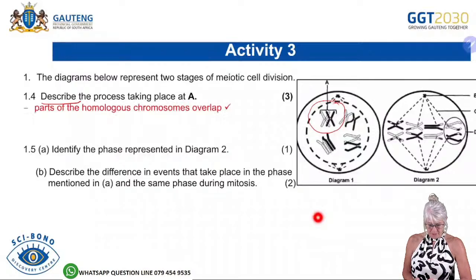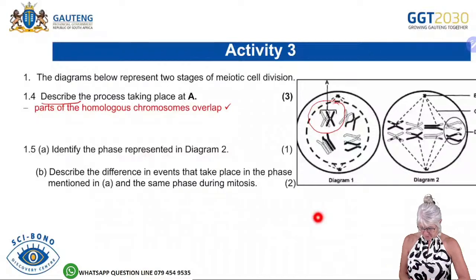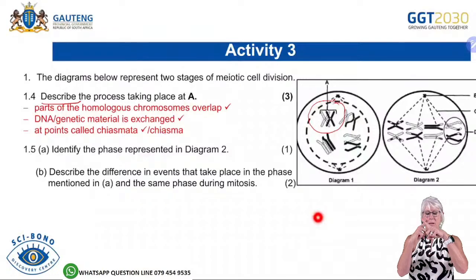All right, so we have a look. We say parts of the homologous chromosomes overlap because they do. So they now are overlapping. And when they overlap, DNA or genetic material is exchanged. And it's at a point that is called a chiasma if we're talking about one point, but when we're talking about a whole lot, then we talk about chiasmata.